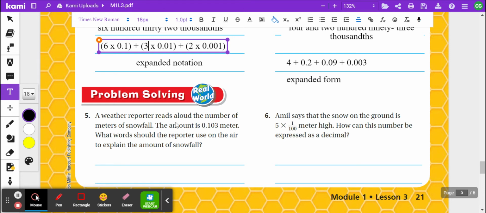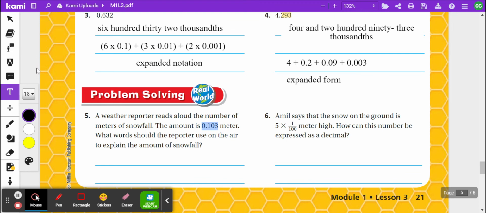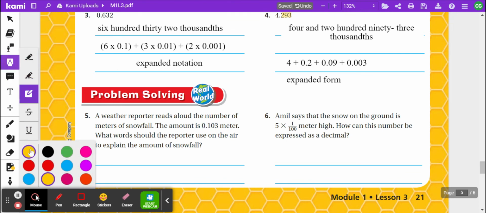A weather reporter reads aloud the number of meters of snowfall. The amount is 103 thousandths meters. What words should the reporter use on the air to explain the amount of snowfall? So we're going to write this out in written form. This is the standard form. So that's standard form. So what would he write?